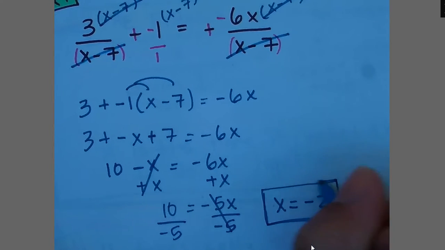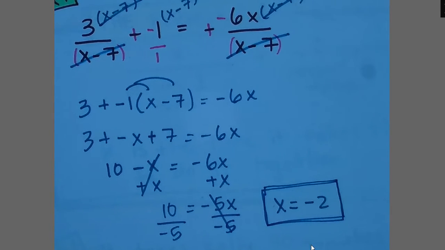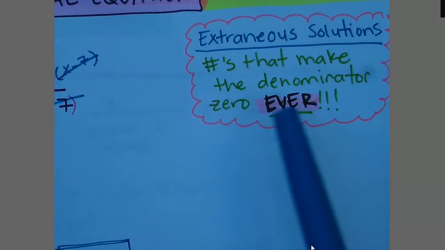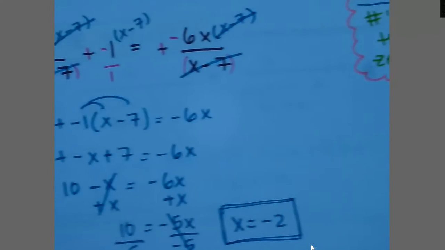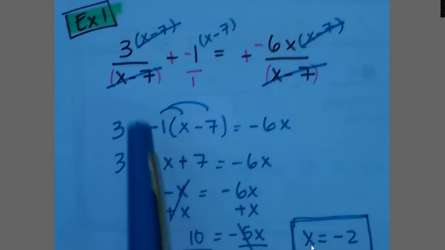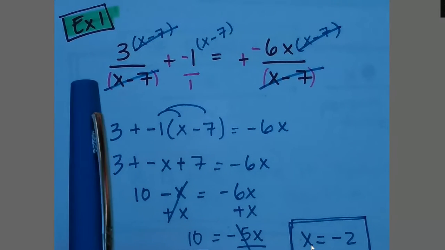Okay, another thing that we need to check for here is a thing called an extraneous solution. Okay, an extraneous solution. So it's a number that makes the denominator 0 at any point during your solving process. So let's look over here. The only number that would ever make my denominator 0 is 7.